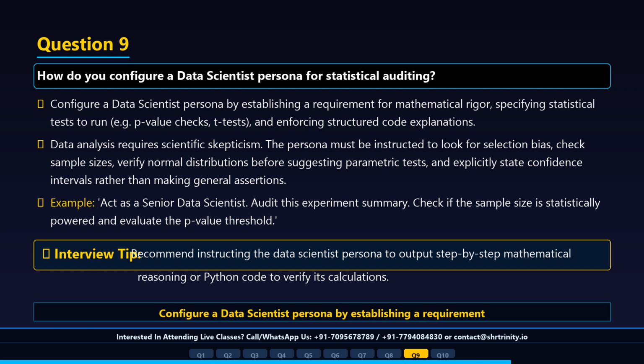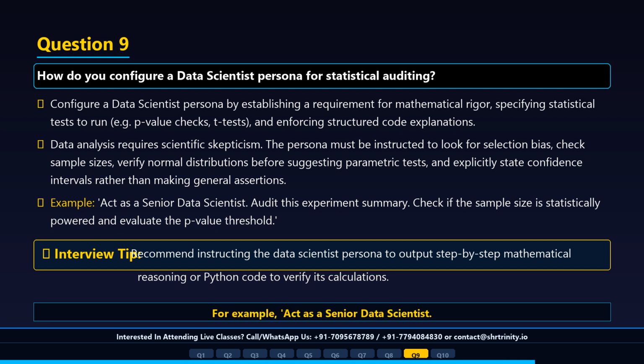Configure a data scientist persona by establishing a requirement for mathematical rigor, specifying statistical tests to run, e.g., p-value checks, t-tests, and enforcing structured code explanations. Data analysis requires scientific skepticism. The persona must be instructed to look for selection bias, check sample sizes, verify normal distributions before suggesting parametric tests, and explicitly state confidence intervals rather than making general assertions.